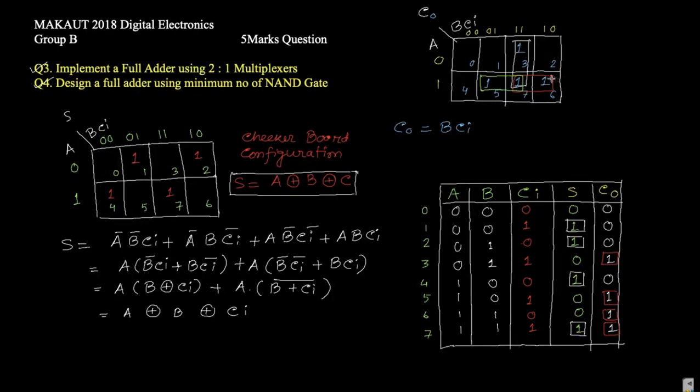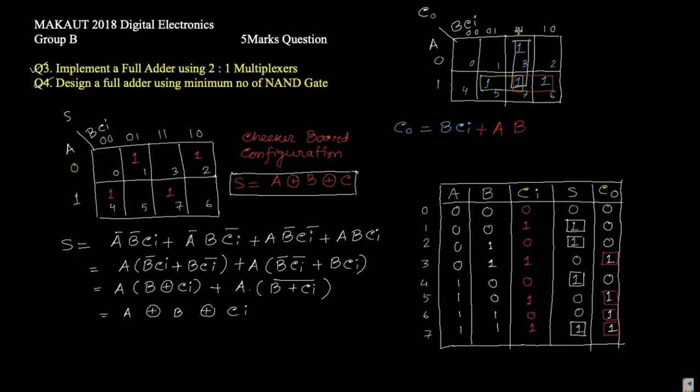Now for group 2, the red color, what is the expression? Here A is 1 and A is 1, so A is not changing. Here B is 1, here B is 1, while here Ci is 1 and here Ci is 0. So A is not changing and B is also not changing.